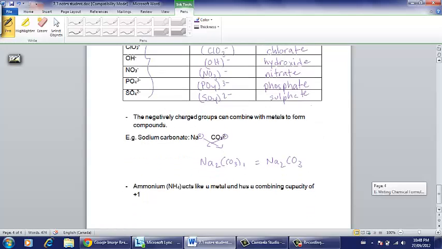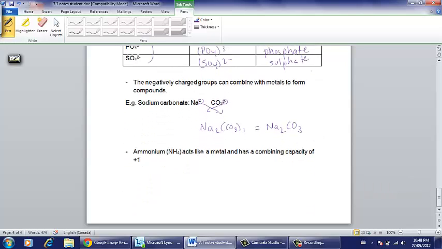Ammonium is one that you're going to see that acts like a metal and has a combining capacity of +1. So for example, we could have ammonium, NH4 plus, combining with oxygen, O2 negative. Sorry, that was a mistake, oxygen 2 negative. So this 2 will drop down here, the positive here. We're going to get NH4, and you have to put the whole thing in brackets because the 2 applies to all of it, O.